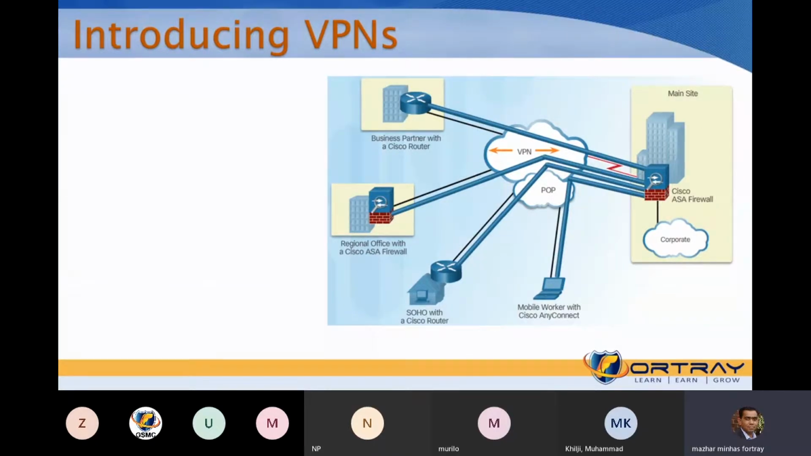For example, there is a main site, and in the main site, let's say you have the Cisco ASA firewall, and there are people working from home, small offices, regional offices, and business partners with a Cisco router. So basically, there are two ways they can connect to each other. One, maybe there is a lease line directly into the office.